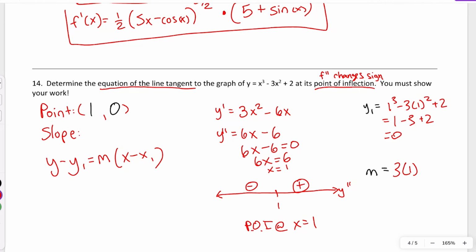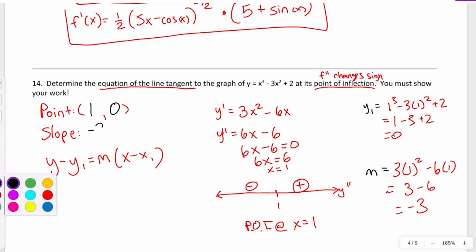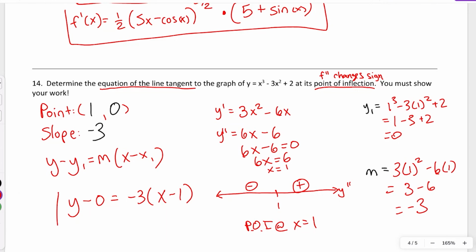So 3 times 1 squared minus 6 times 1 is going to be 3 minus 6, which is negative 3. So yeah, my slope is going to be negative 3. And now I'm ready to write my equation. y minus 0, and I'll just leave the 0 there. You don't necessarily have to write it, but I just want to stay consistent with how I'm writing all of these tangent line equations. And there you go. There's the equation of the line that's tangent to the graph of that cubic at the point of inflection.